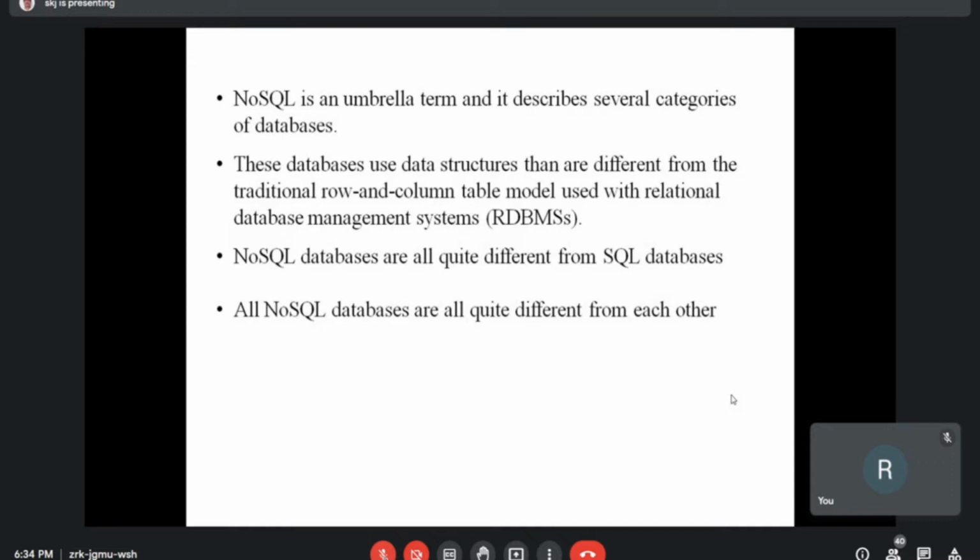Now you will see, when I say it is one NoSQL database and it is another NoSQL database, that means both can be of different types. Okay. So it is not sufficient to say it is a NoSQL database. Somebody has to answer what kind of NoSQL: key-value, columnar, graph, like that.